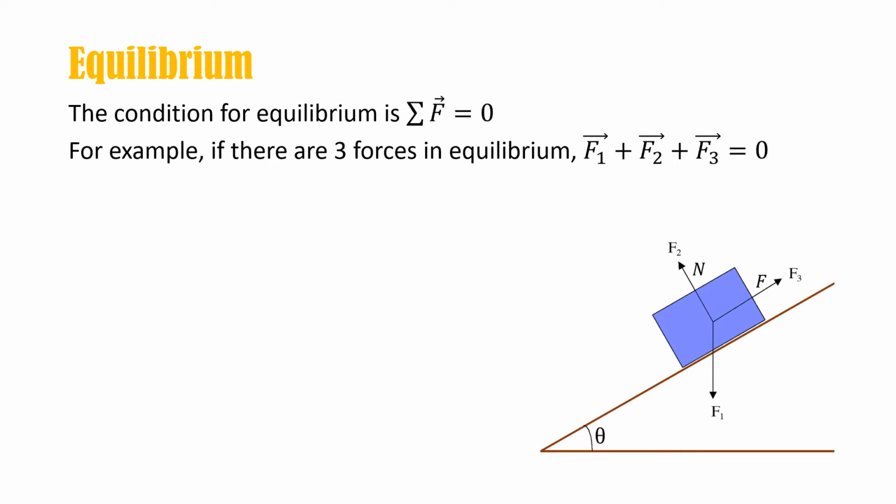F2 is going to be our normal force. So that's the force that's stopping it from going through the surface. And of course, F1 is our gravitational force pulling down. Gravitational force being mass times gravity.